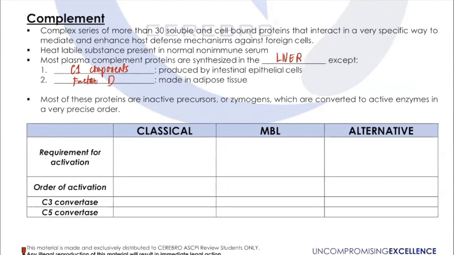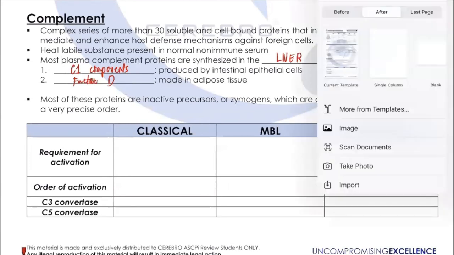So most of these proteins are inactive precursors. Ibig sabihin mga zymogen sila. And whenever they are converted to their active enzymes, they will now activate the next, no, sa kanilang cascade. Okay? So, very precise, no? Very precise dapat yung order nito ng complement and activation. And usually, no, the order is divided into 3 phases. What are they? First, yung tinatawag natin na recognition. Okay? So, first is the recognition.